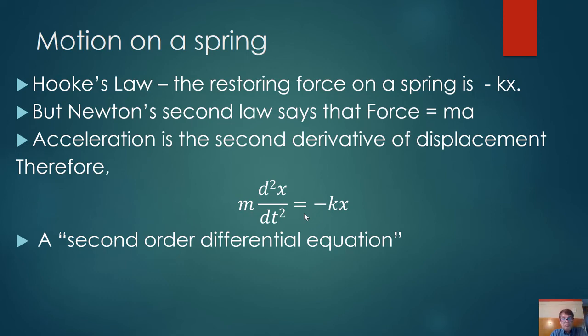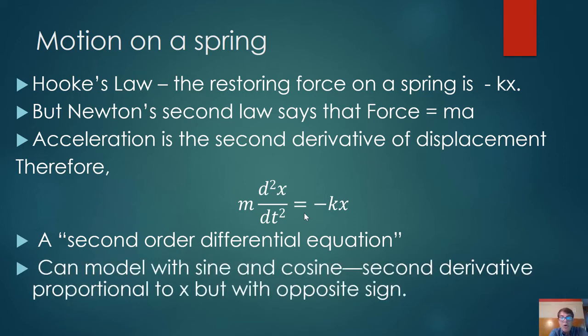Now, if we were in a physics course, we would go on and say, how can we model this? In fact, I'm sure the book does it somewhere. But basically we're looking for some kind of function that would model the second derivative of that function being proportional to the negative of the original function. Well, sine and cosine do that. Because with sines and cosines, the second derivative is proportional to x, but with the opposite sign.